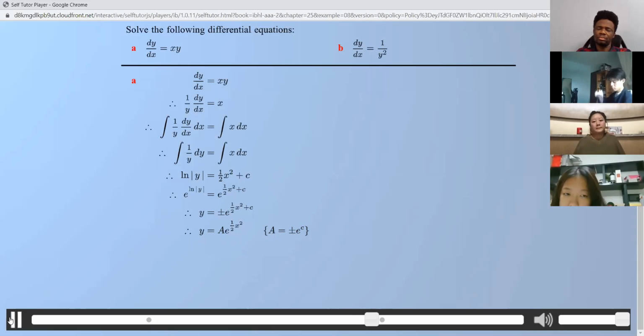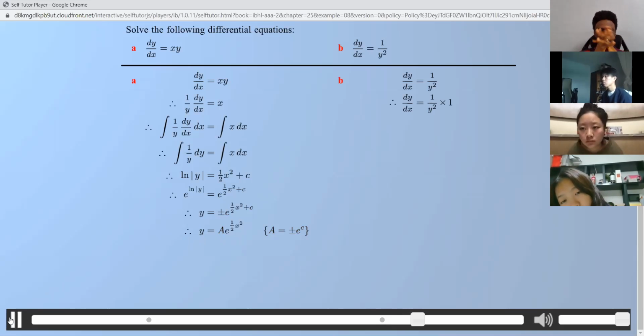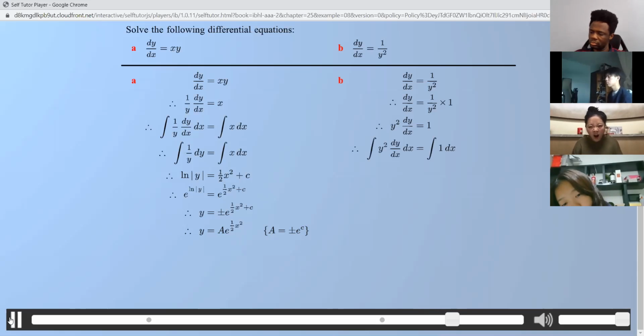We are left with a general solution for y in terms of x. In part B, the expression for the derivative does not include x at all. However, the differential equation is still separable, as the derivative is still a function of y times a function of x. We want to separate the variables so that only y is on the left-hand side. So we multiply both sides by y squared. We now integrate both sides with respect to x.